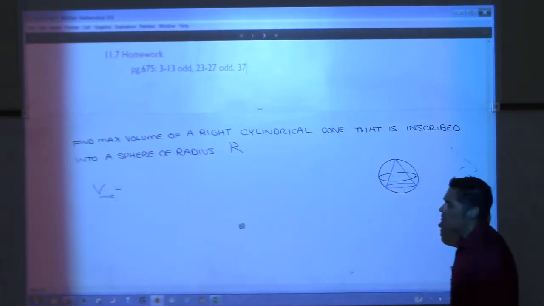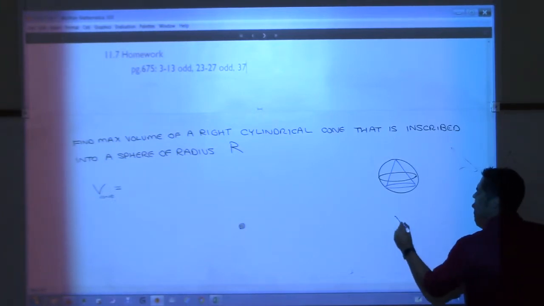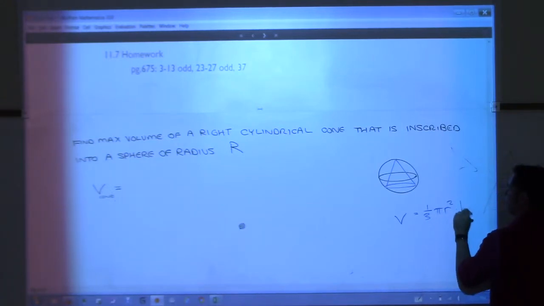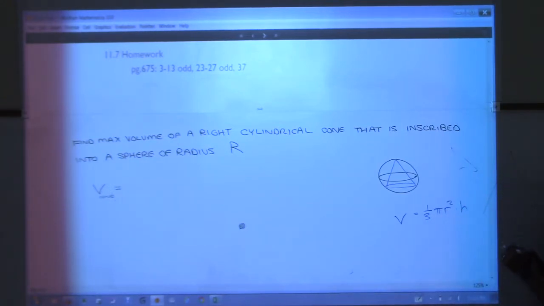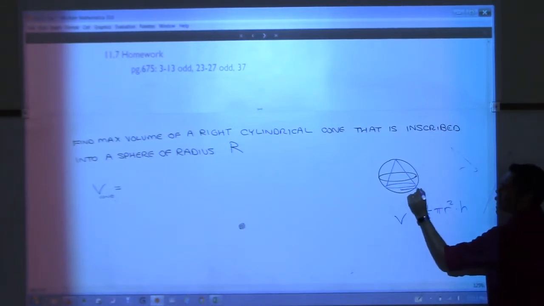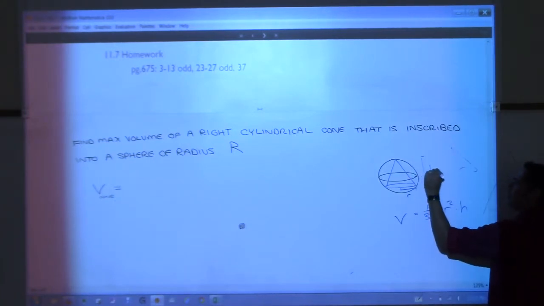Okay, so the volume of any cone, I'm just going to put this over here. The volume of any cone should be 1/3 pi r squared times height. And what we mean here, just so we understand, the r here, the little r, is the radius of this cone, and the height, of course, is the height of the cone.